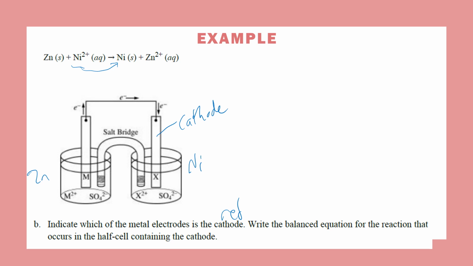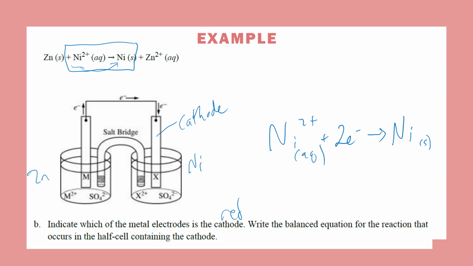And then we need to write the balanced equation for the reaction that occurs in the half cell containing the cathode. So we just want to pull out just the nickel part here. Nickel 2+ plus 2 electrons will give us solid nickel with no charge. And I know it has 2 electrons because you're going from a +2 charge to neutral.